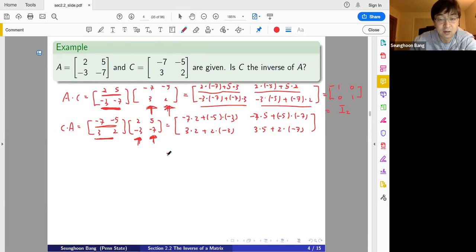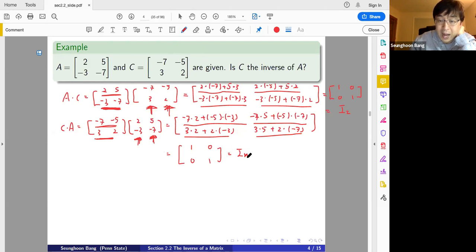So what's that? You can calculate the first one. -14 plus 15 is 1. -35 plus 35 is 0. 6 minus 6 is 0. 15 minus 14 is 1. So we have the 2 by 2 identity matrix.